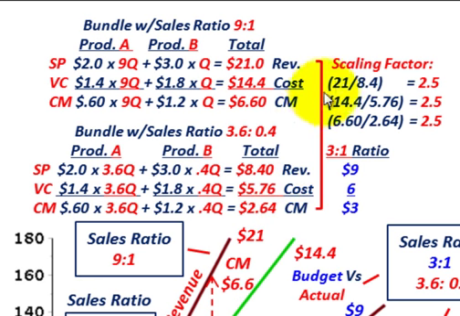So that ratio that we were talking about, that scaling factor, you can see it here. You just take the $21 for the 9 to 1 ratio on revenue, divided by the $8.40 for the 3.6 to 0.40 on revenue. So you get the scaling factor here of 2.5. And same here for your costing. You're going to come up with a scaling factor of 2.5, and for contribution margin, 2.5. So you can just see there's a multiplicative factor here.